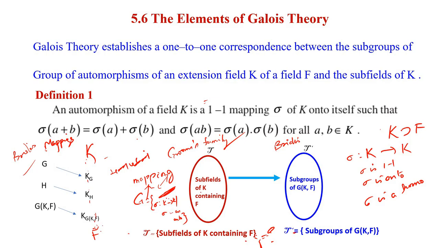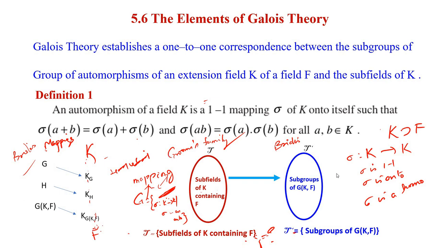When you have G, at once you can talk about KG. When you have H, you can talk about KH. When you have GKF, you can talk about KGKF. When you have GKT, you can talk about K suffix GKT. That is how it will go throughout. What each stands for will be explained in due course. But otherwise, this is the overall picture of this section.